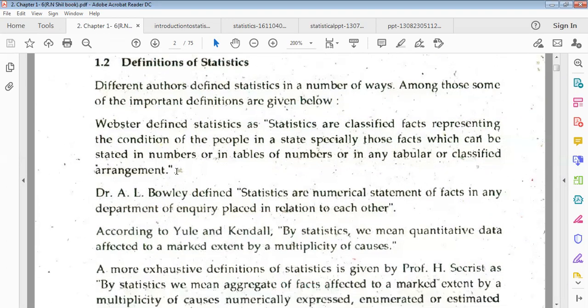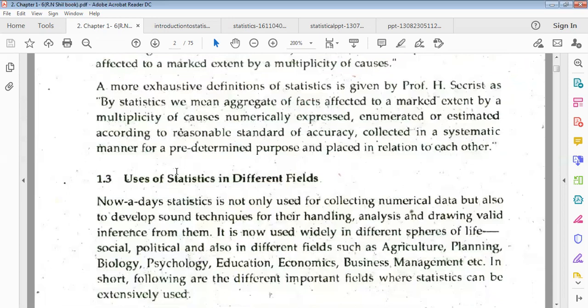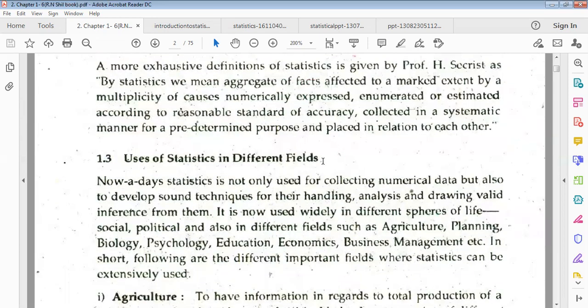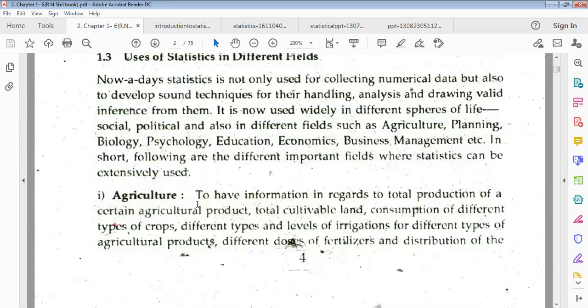Okay. So this is the Webster definition and uses of statistics in different fields or applications. First of all, if we consider agriculture planning, biology, psychology, education, economics, business management, or management of an industry or a big farm, etc., you have to take help from statistics. In short, following are different important fields where statistics can be extensively used.